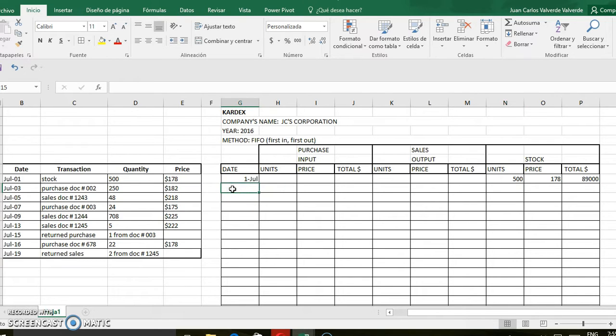It says the 3rd of July. There was a purchase. This column is for purchase and this column is for sales. So it says 250 units, and the price is 182. So again, with a simple formula here, we just multiply units times price.